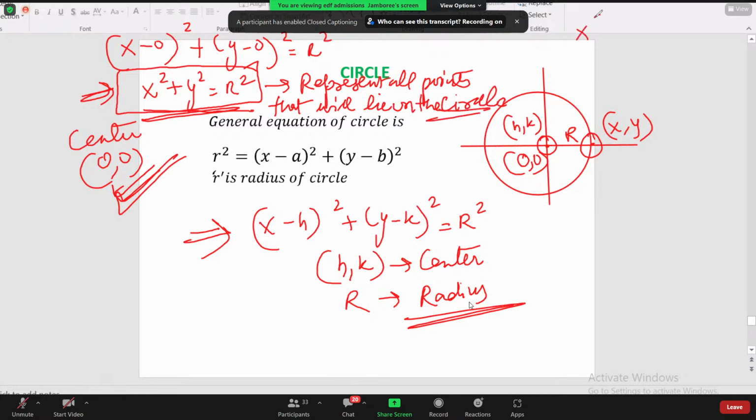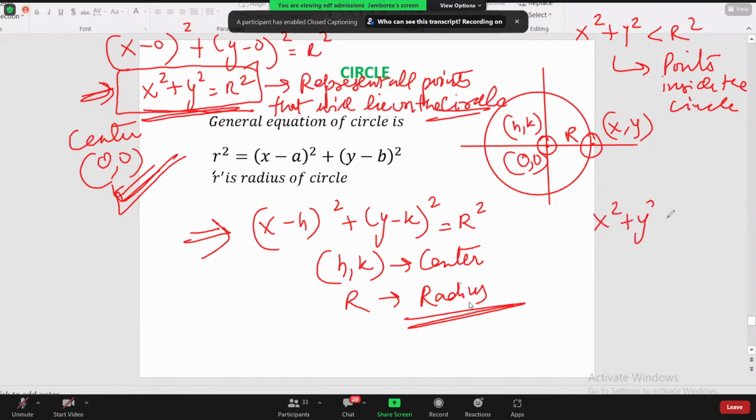Similarly, if I say the expression goes by x square plus y square is less than r square, it will represent all the points inside the circle. And if the equation goes by x square plus y square is greater than r square, it will represent all the points outside the circle.